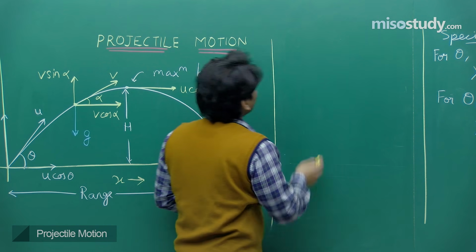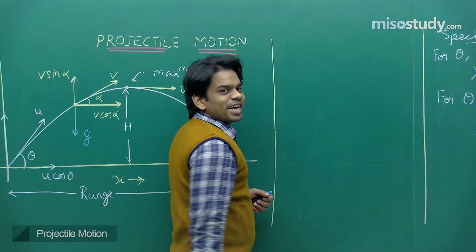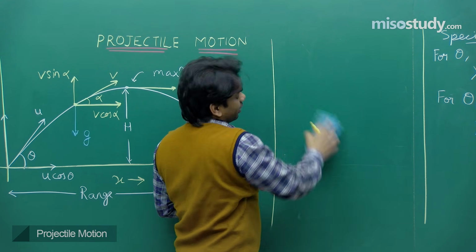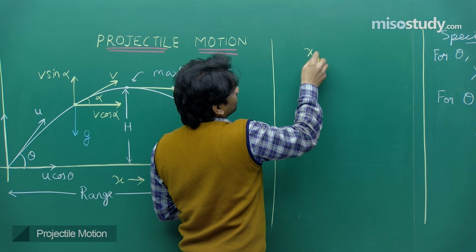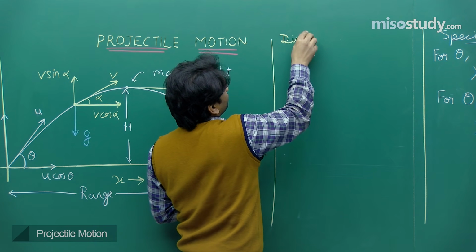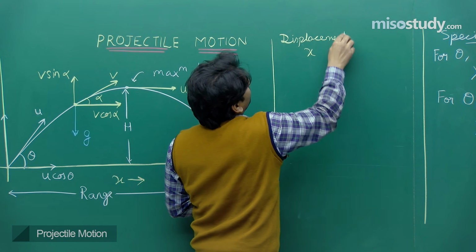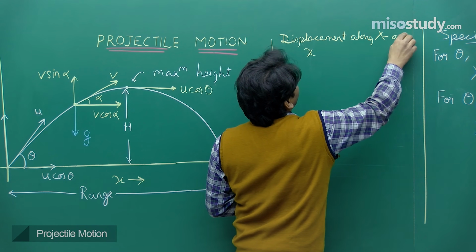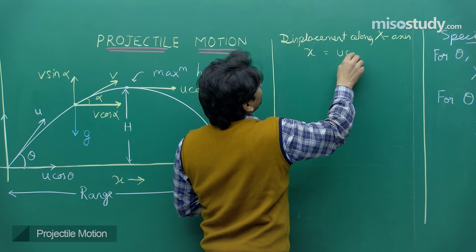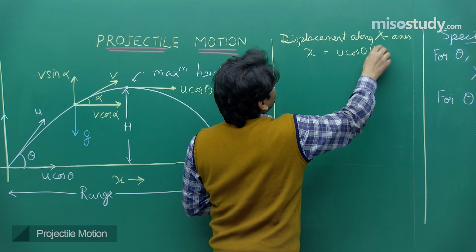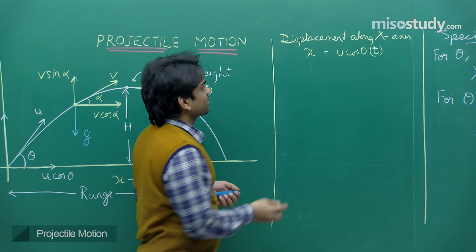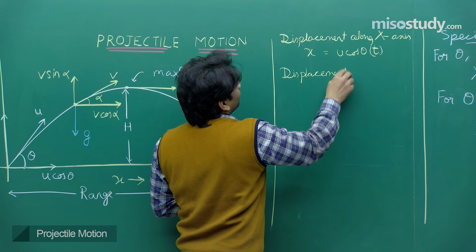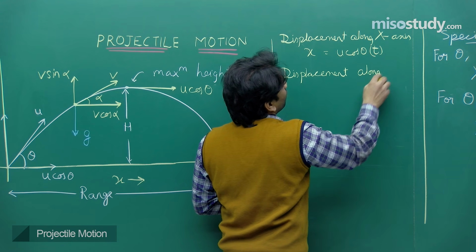See here, the velocity along the x direction is given as u cos theta, so x will be given as, I'll mention this as small x because we have already used capital X for range. So small x, the displacement along the x axis in some time t, will come out to be x equals u cos theta into t. And the displacement along the y axis. Hope you are simultaneously noting down and understanding.